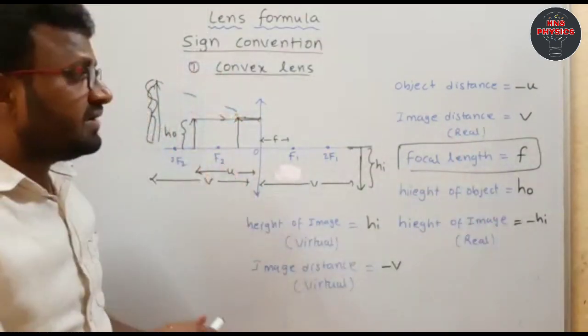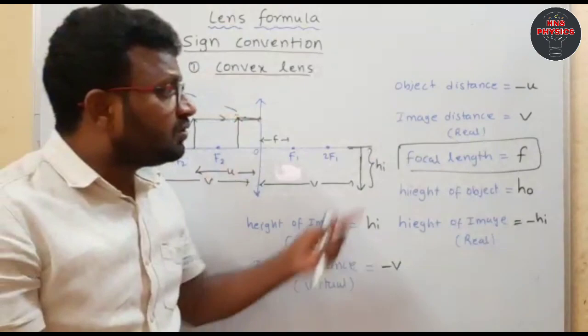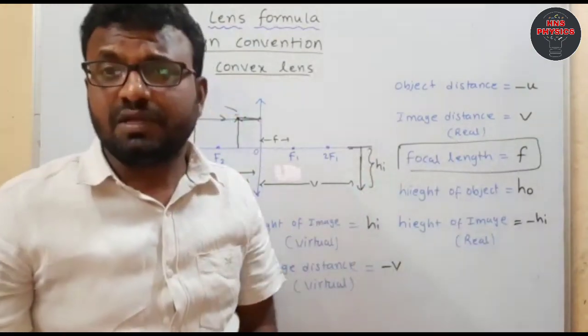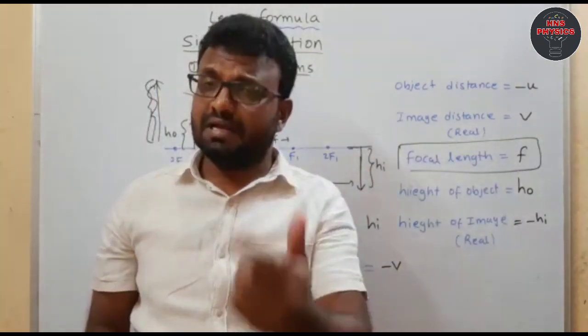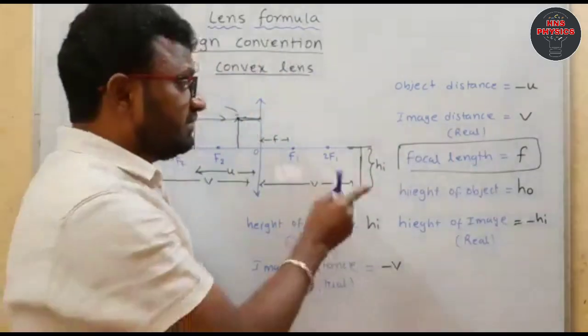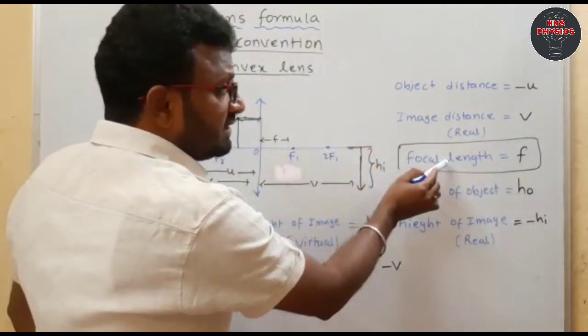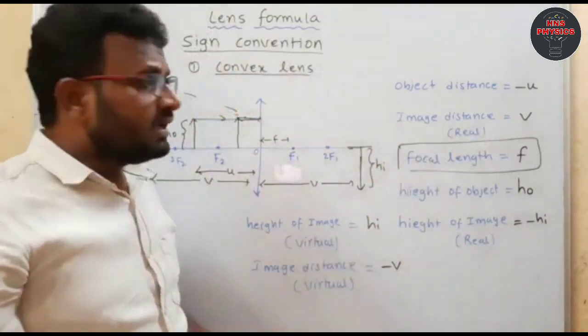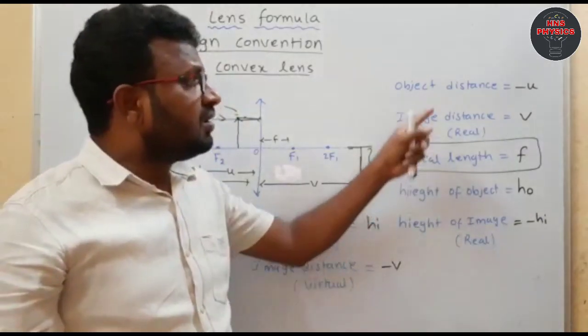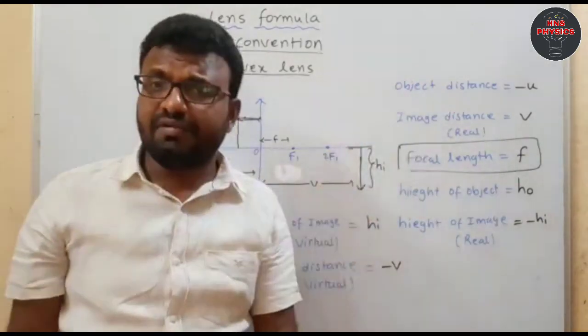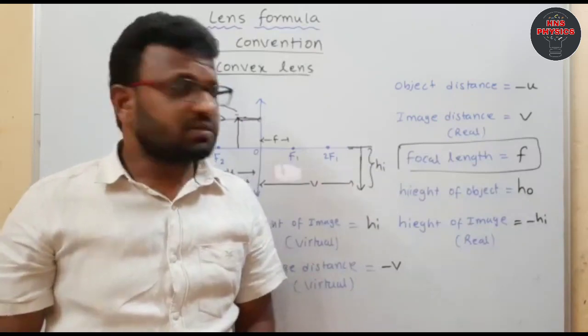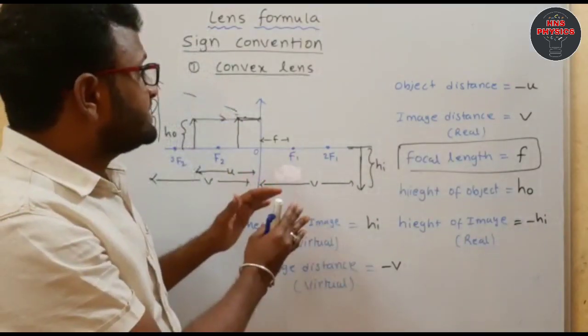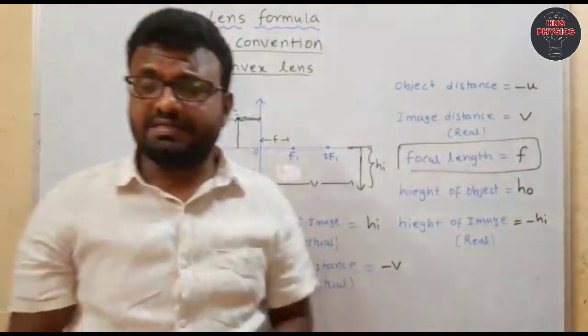These values are very, very important. If you know the sign convention, then only can we solve numerical problems based upon the lens formula. Focal length is positive, image distance is positive, and object distance is negative, for either convex or concave lens. So this is the sign convention for a convex lens.